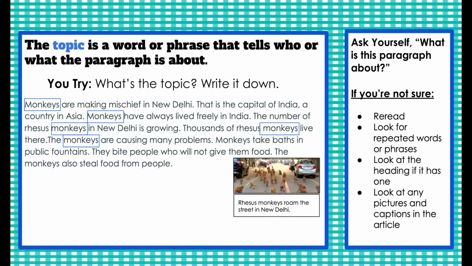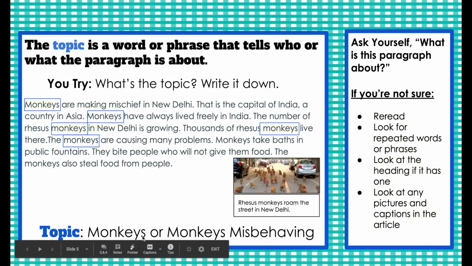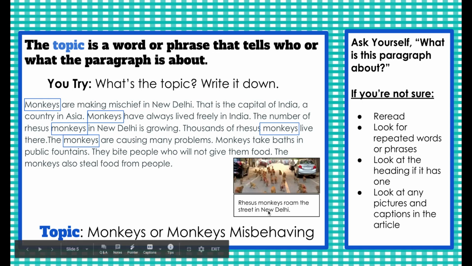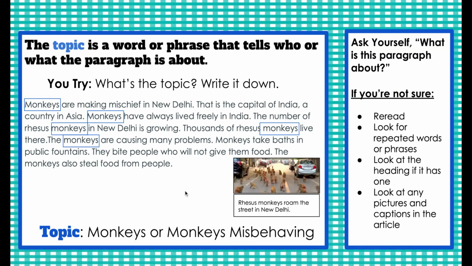And in fact, you could say monkeys are the topic. If you wanted to be a little more specific, you could say that they are monkeys misbehaving or causing trouble. And that's our topic. This whole paragraph is mostly about monkeys misbehaving. Do you see how reading and looking for repeated words, looking at the pictures and captions, can help you find what a paragraph is mostly about? Remember, if you're stuck, give your brain a job when you reread.